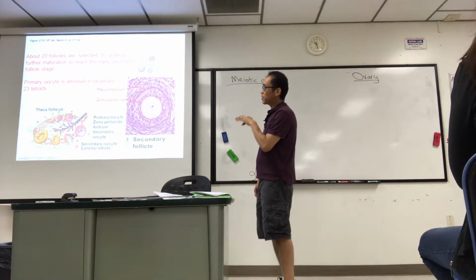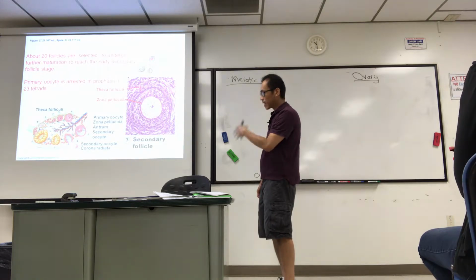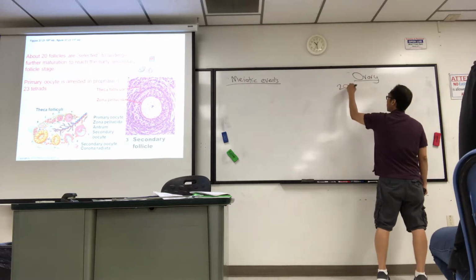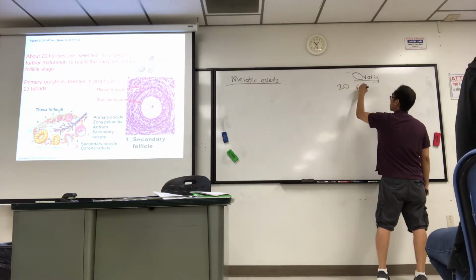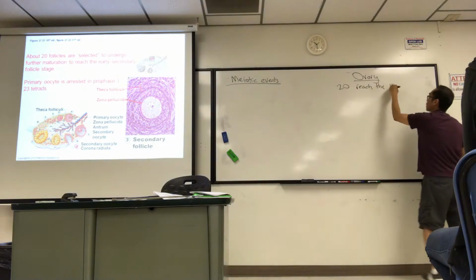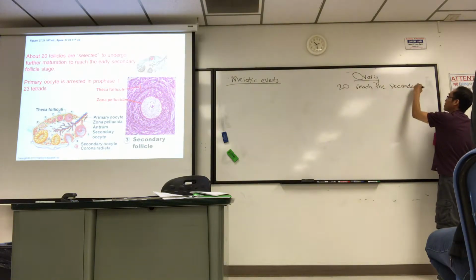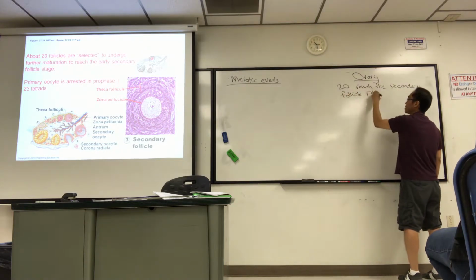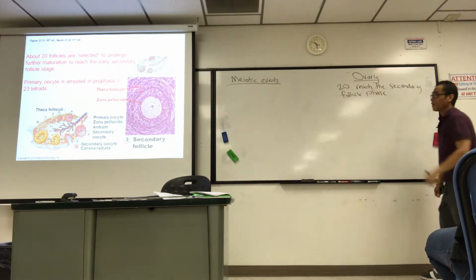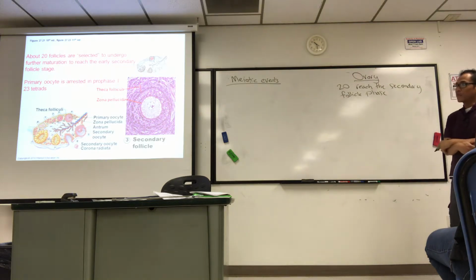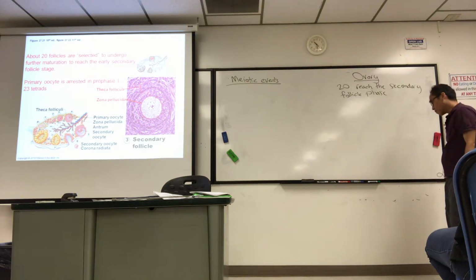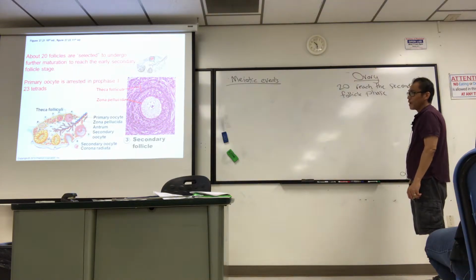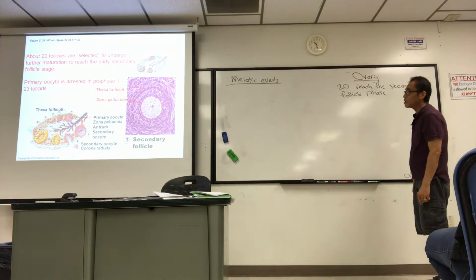When you progress, you get the 20 follicles that reach the secondary follicle phase. This is the more mature follicle that has the structures that we associate with mature follicles. Okay, note the zona pellucida and the theca. Okay.